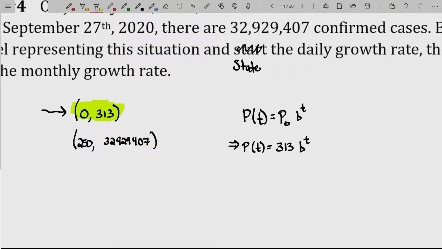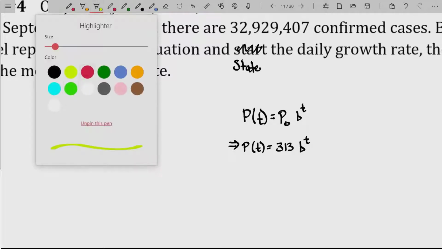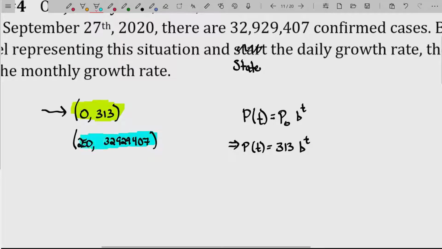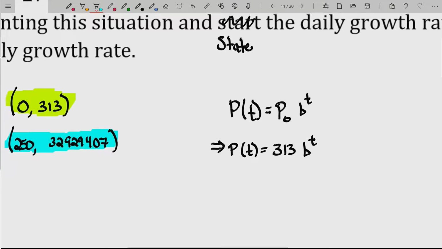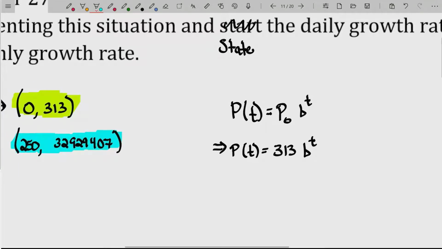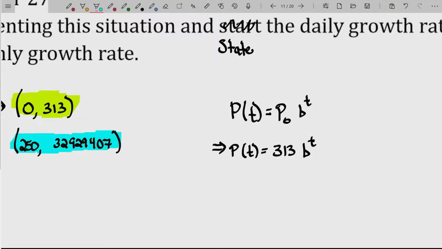So now I have actually used this point. I no longer am going to use it. I'm going to switch and move on. So figure out how to use the second point, which I'll highlight in a different color here. You just need to know that it should satisfy this exponential function. And therefore, we can say if the input t is 250, then our output P of t should be 32,929,407. So let's go ahead and insert those values in there just by doing a substitution.